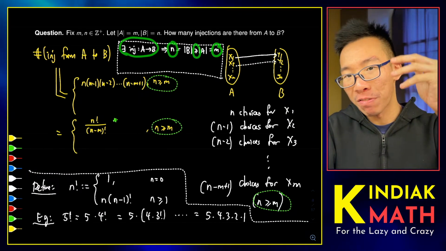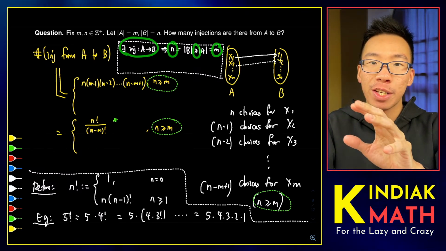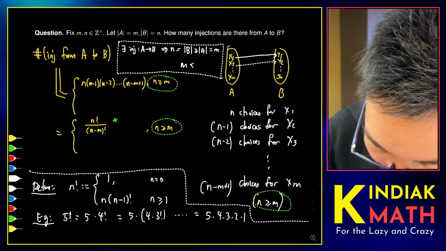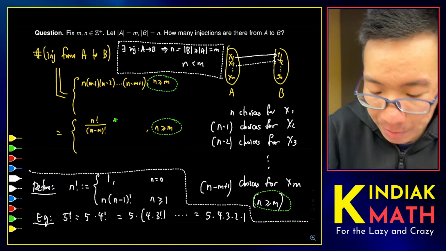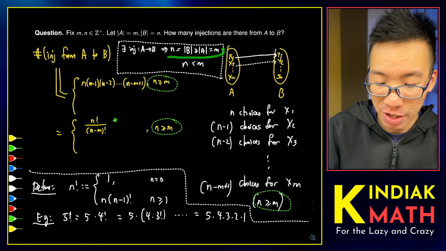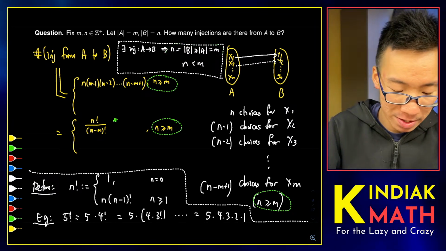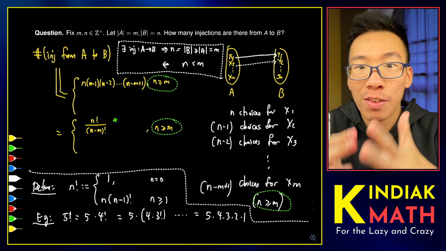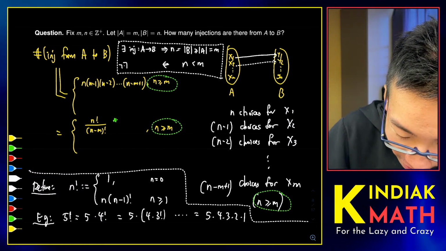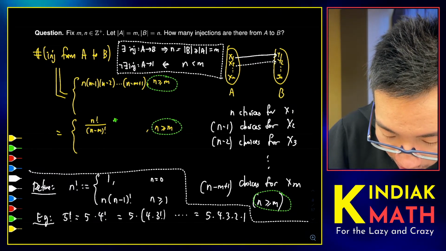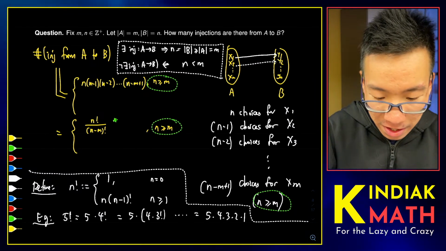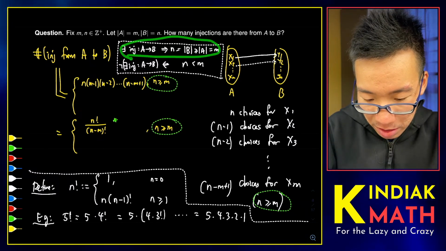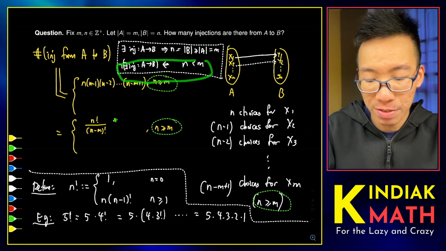Let me repeat that. If you can find injections, then n has to be bigger than or equal to m. So what if n is less than m? This is precisely the negation of this statement. That implies that if n is less than m, you cannot find any injections. There does not exist any injection. That's just the contrapositive of the implication. This is the original implication, this is the contrapositive.